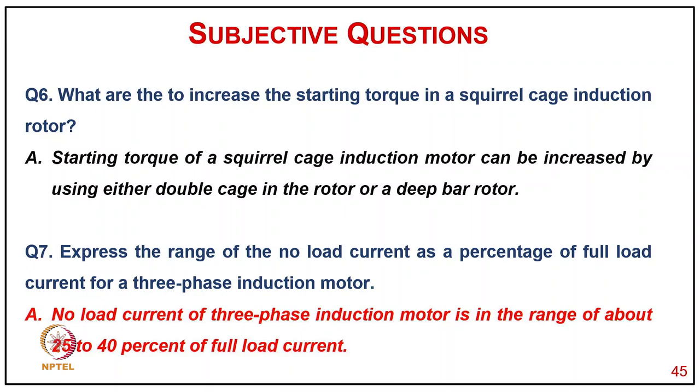Express the range of no load current as a percentage of full load current of a three phase induction motor. No load current of a three phase induction motor is in the range of about 25 to 40% of full load current.